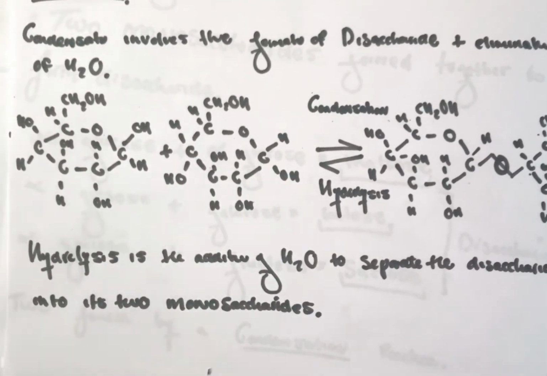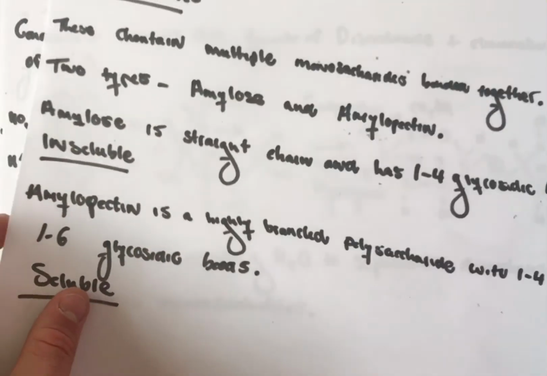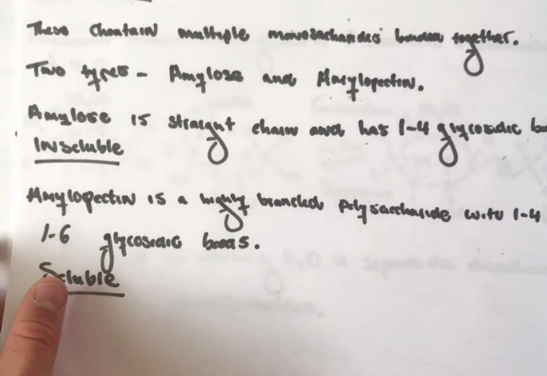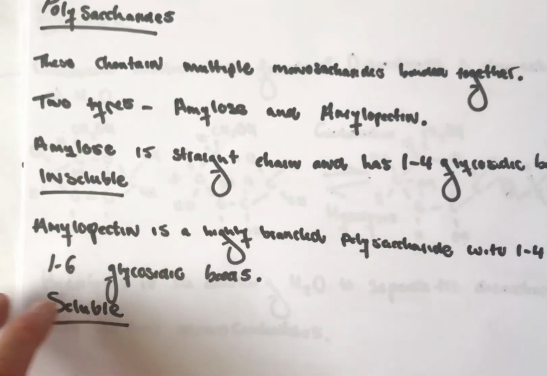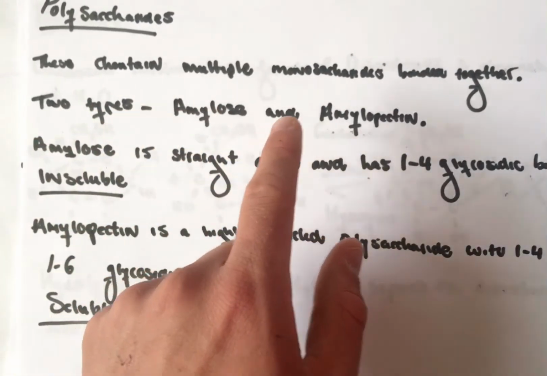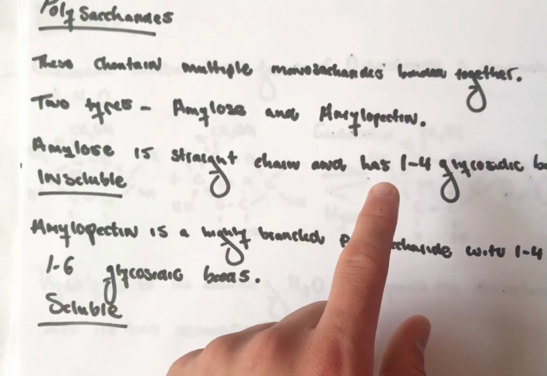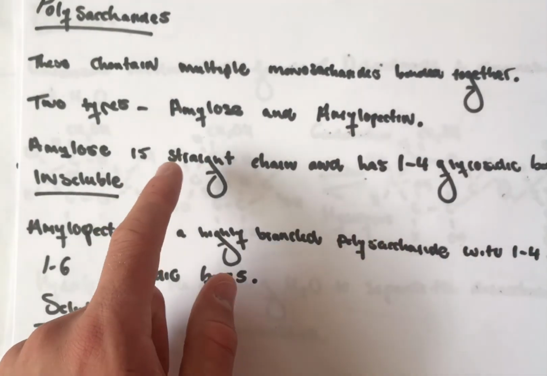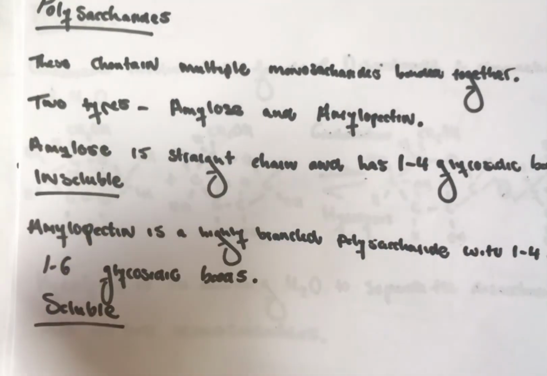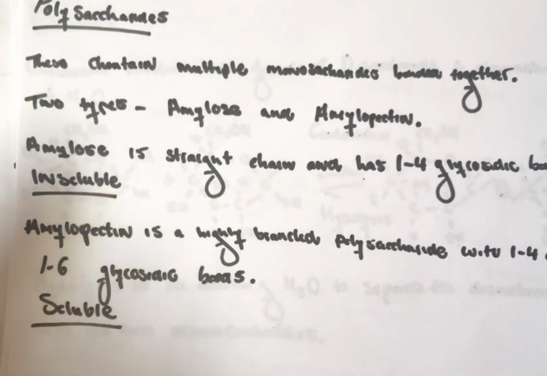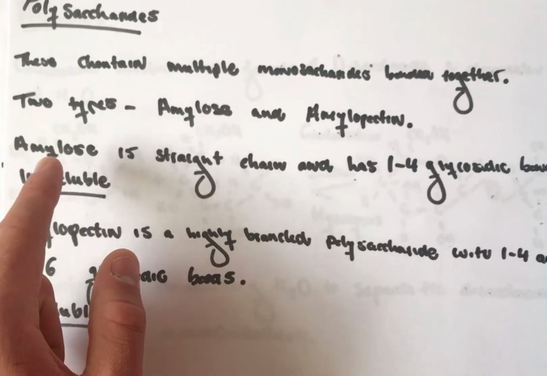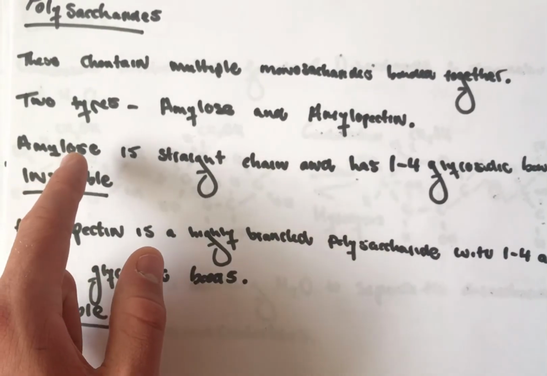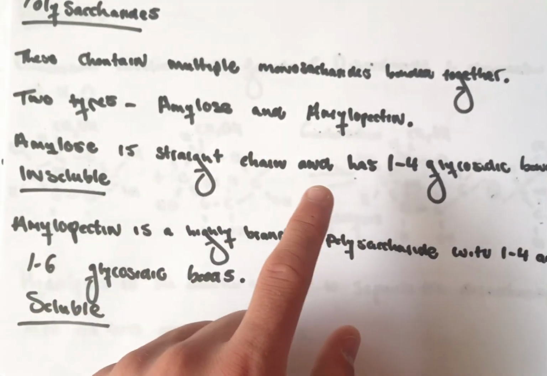Now finally, we're going to look at the longest type of carbohydrate, known as a polysaccharide. You may have heard this before. These contain multiple monosaccharides bonded together. The monosaccharides are known as the monomers, and the polysaccharide is the long repeating polymer. There are two types of polysaccharide that we need to know. They're known as amylose and amylopectin.